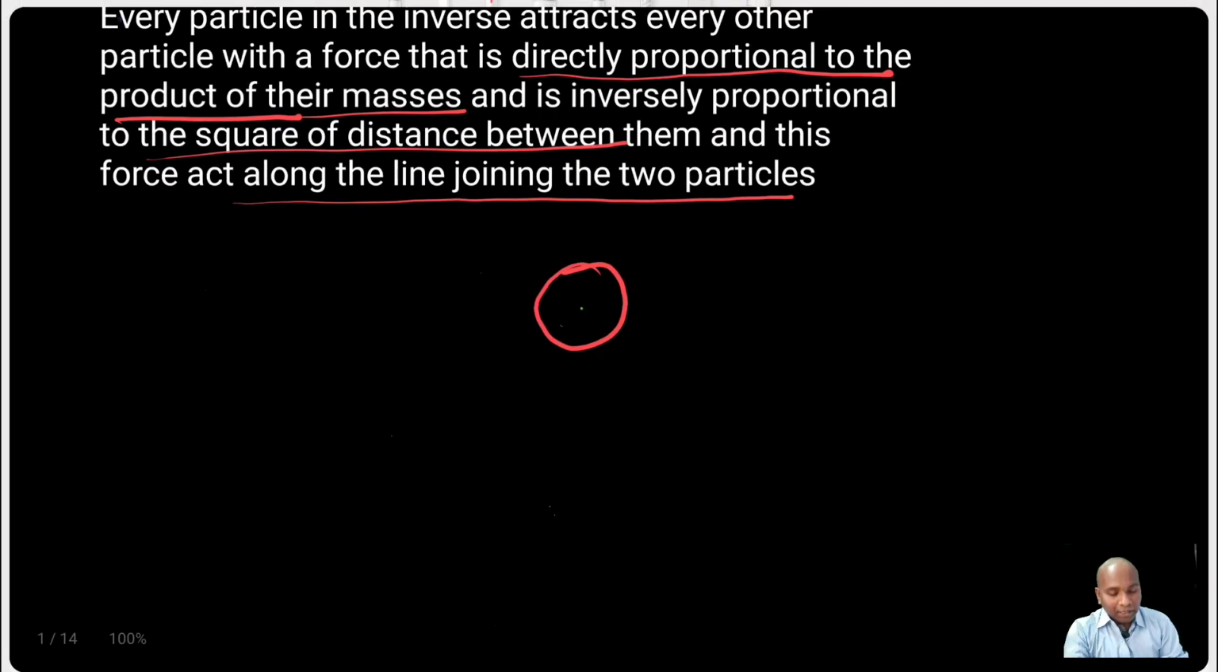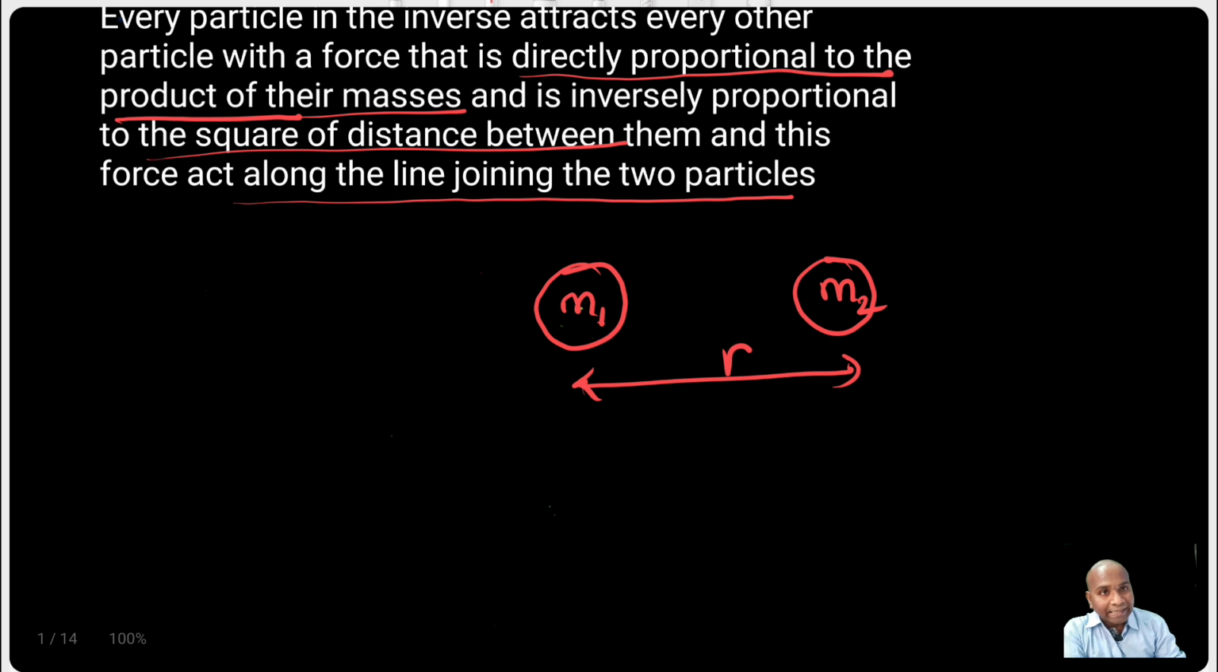This is one mass, with mass m1. This is another mass, with mass m2. These two are separated by a distance r. According to the statement, the attractive force acting between these two masses, F, is proportional to the product of their masses m1 and m2.